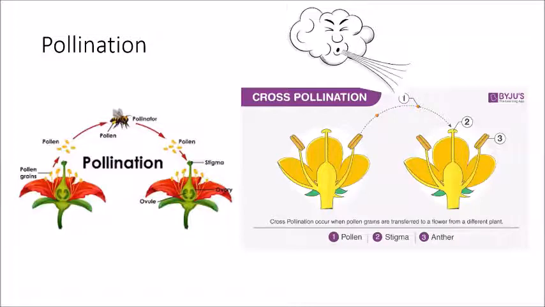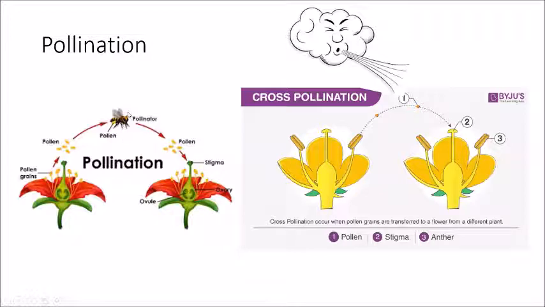Now, when it comes to pollination, there are two ways that pollination can occur. It can either be self-pollination, where the pollen grain of a flower lands on the stigma of that same flower, or it can be cross-pollination, which is going to involve two flowers. So the pollen grain is going to move from the anther of one flower and land on the stigma of another flower.